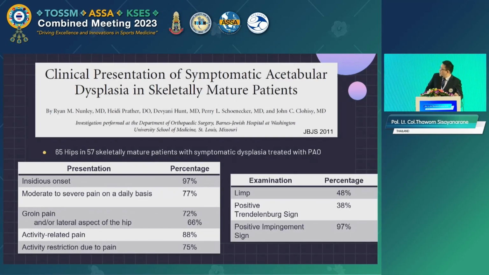On physical examination, they can have a limp, a positive Trendelenburg sign, and a positive impingement test. This one is interesting. Okay, I will talk about the special tests on the next slide.